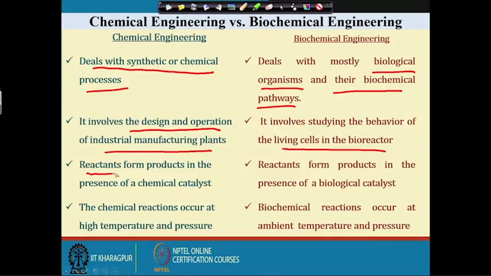As your raw materials become complex, your cost of the raw materials will also be very high. Now, in the chemical process, another thing is that the reactants form products in the presence of chemical catalysts, and in biochemical engineering, product formation takes place with the help of biological catalysts. Now, what is the difference between the chemical catalyst and the biological catalyst? Chemical catalysts are platinum, palladium, nickel. They can take part in a number of different types of reactions.